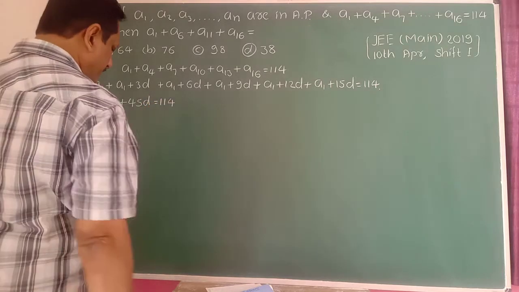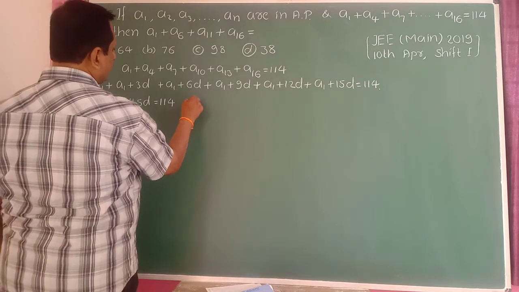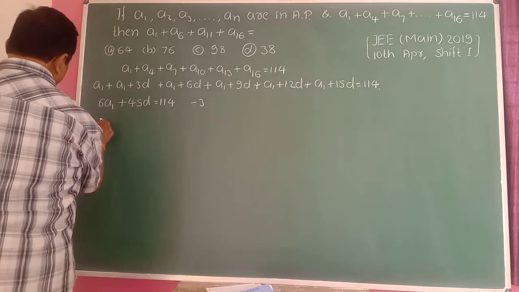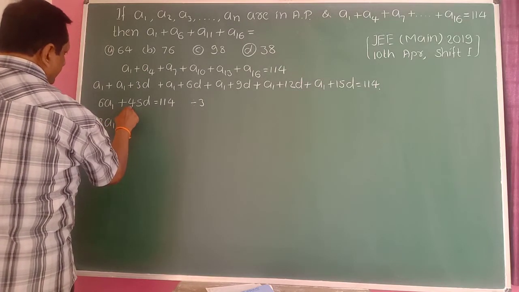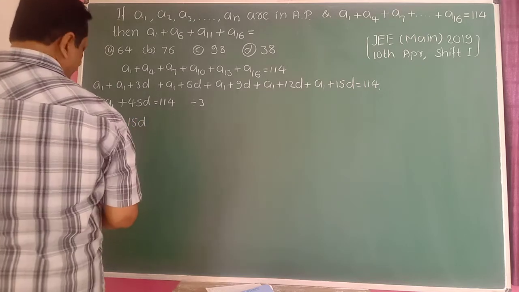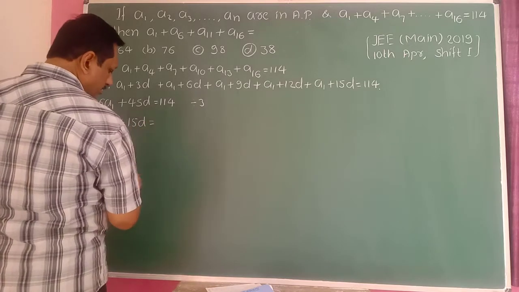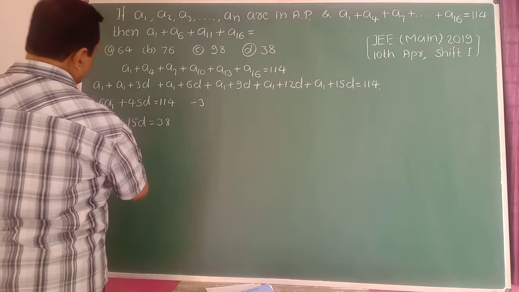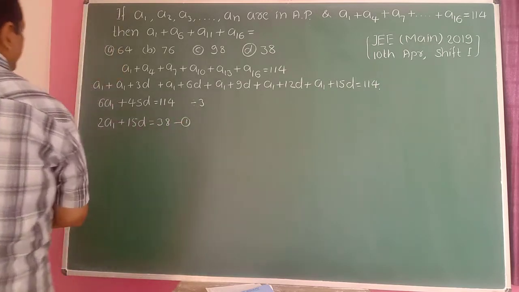Then dividing both sides by 3. Therefore 3 twos are 6, so 2 A1, then 3 fives are 15, so 2 A1 plus 15D. Then this is equal to 3 thirteens are 39, 3 twelves are 36... so 38. Take this one as equation number 1.